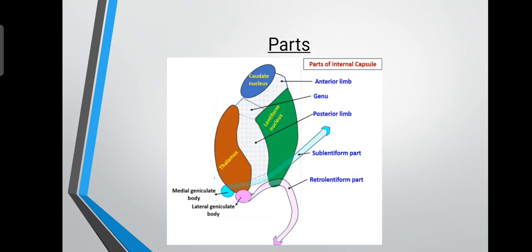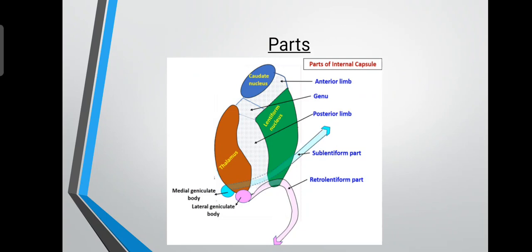The internal capsule is divided into 5 parts. They are the anterior limb, that is present between the caudate nucleus and the anterior part of the lentiform nucleus; the posterior limb, that is present between the thalamus and the posterior part of the lentiform nucleus; and the genu, where the anterior and posterior limbs of the internal capsule meet at an angle which opens outwards.